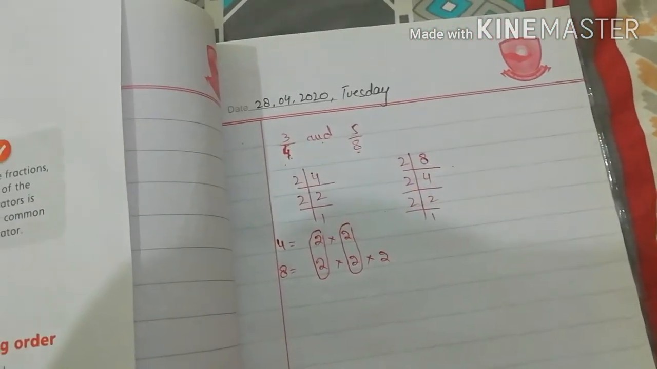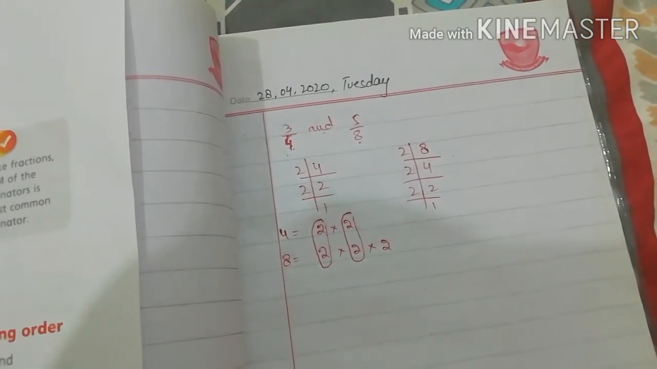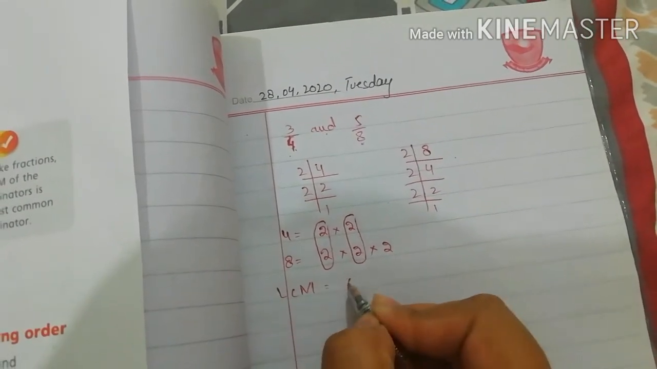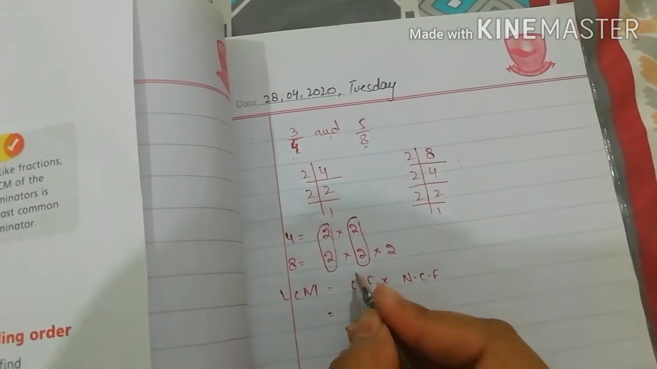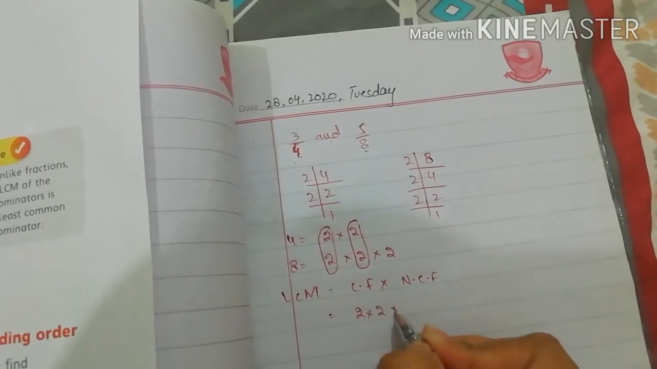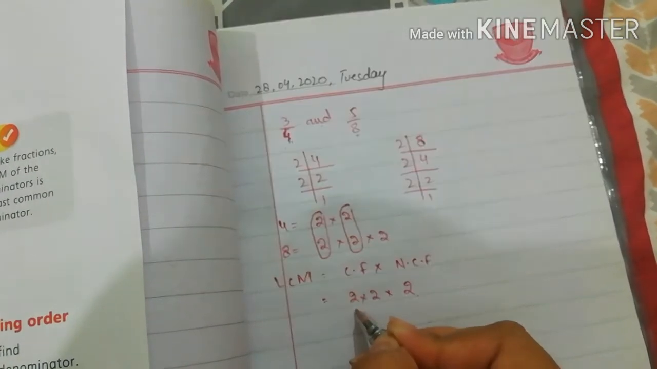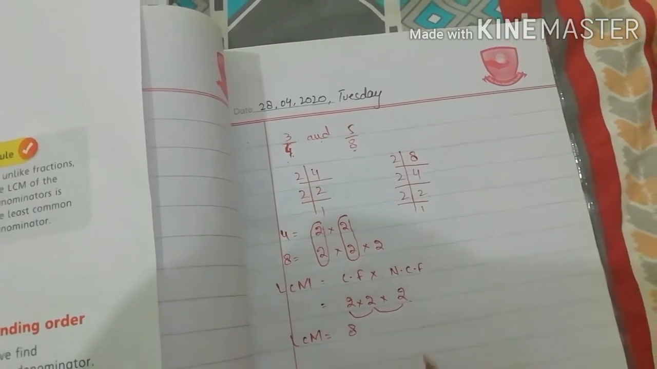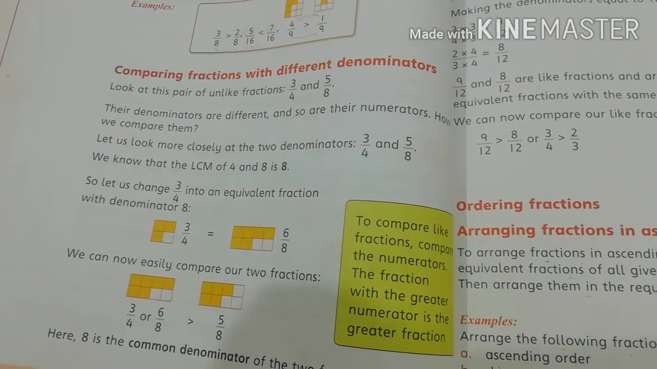Dear students, you already know the formula of LCM. LCM is equal to common factors multiplied by non-common factors. So the common factors are 2 into 2 and the non-common factor is 2. Now we will multiply all these numbers. 2 2s are 4, 4 2s are 8. So the LCM of 4 and 8 is 8.